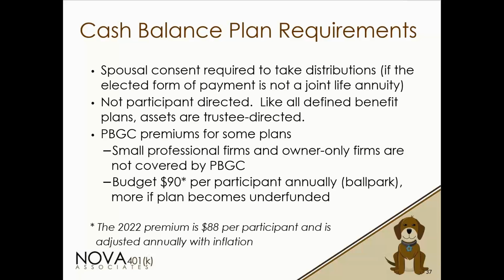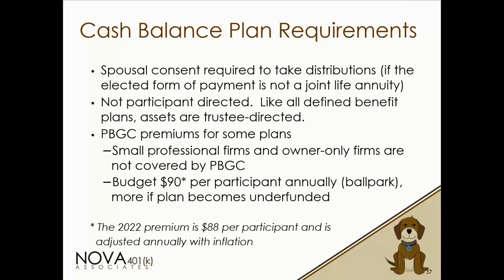A couple additional requirements. Because it's a defined benefit plan, to take your benefit in a form that is not a joint life annuity, you must get spousal consent to take it. So as I mentioned, you could take your account balance as a lump sum, but you have to get a spousal waiver. Your spouse has to waive their right to a joint annuity. The assets are not participant directed. It's a trustee directed account.